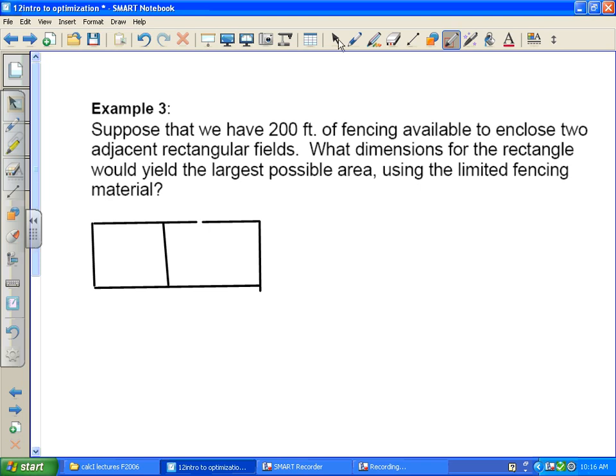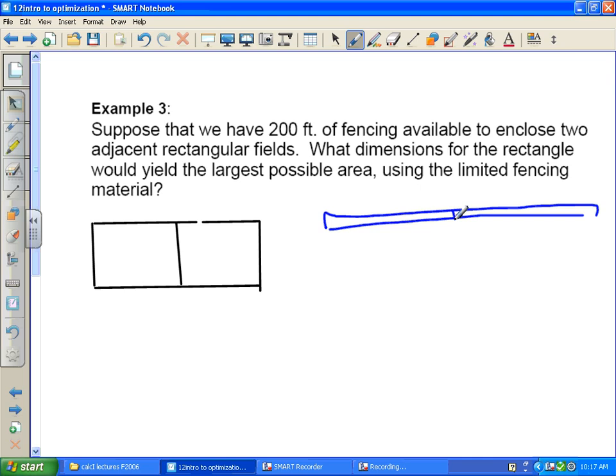And these are supposed to be of equal sizes. The question is, what dimensions for the rectangle would yield the largest possible area using the limited fencing material? So you are restricted by this 200 feet of fencing. Like one very extreme situation: use your fencing to do something very thin and very long. But usually when you do extreme things like this, you don't end up with the optimal solution. This is not going to be the one that gives you the highest possible area.